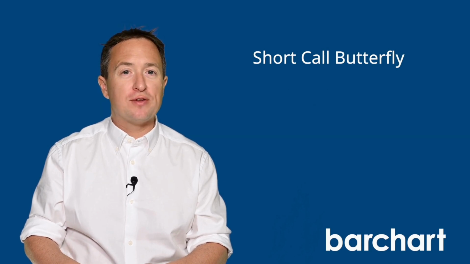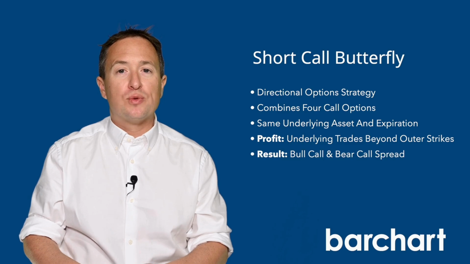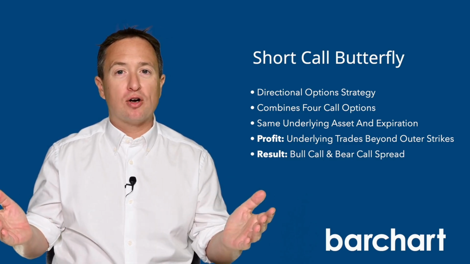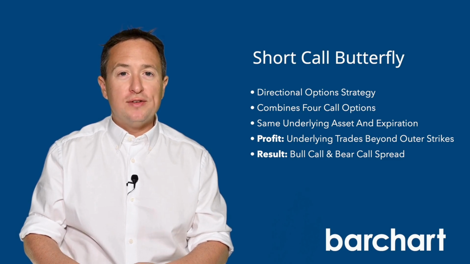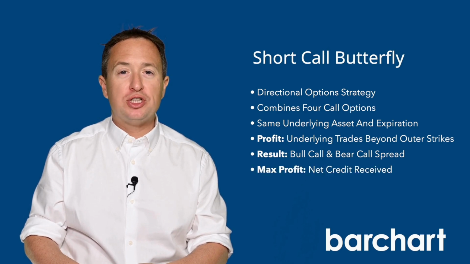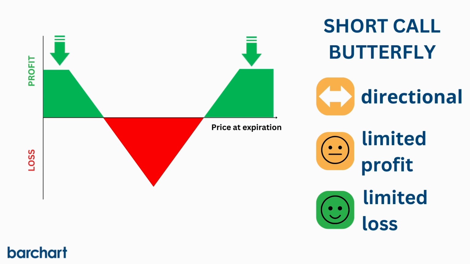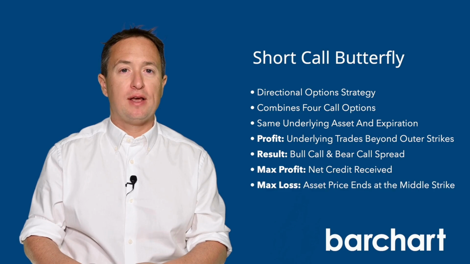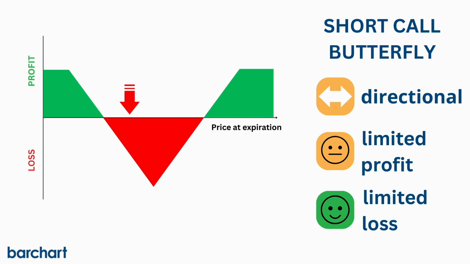All options share the same underlying asset and expiration date, with strike prices equally spaced. The result is a bull call and a bear call spread that results in a net credit. The goal of a short call butterfly is to achieve maximum profit, and it'll happen if the underlying asset's price trades outside the short strike prices at expiration. The maximum loss occurs if the asset's price settles at exactly the middle strike price at expiration.